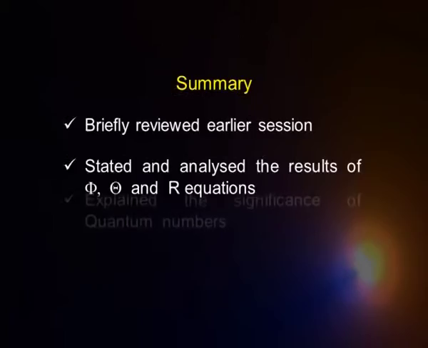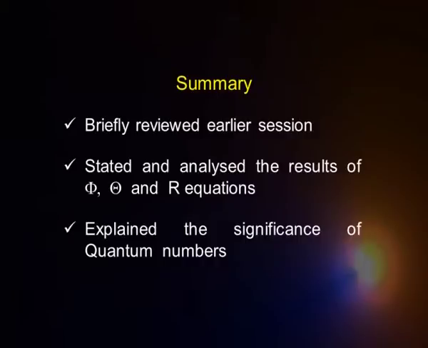We have seen what kind of wave functions we get, what the quantum numbers are, and what the interrelationships between the quantum numbers are. Essentially, we got 2 chunks of information: a set of wave functions and a set of quantum numbers. And towards the end, we saw the significance of the quantum numbers we get.